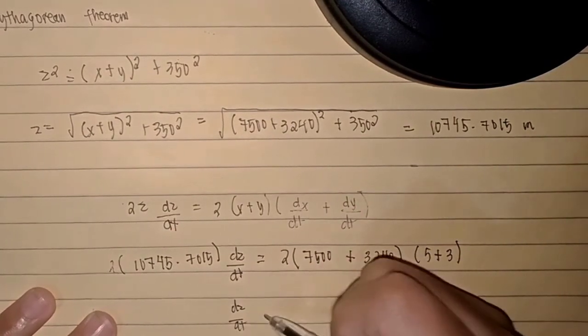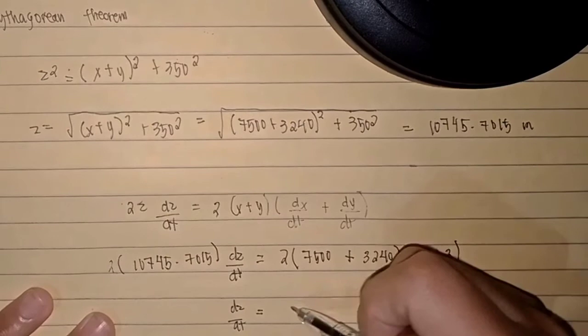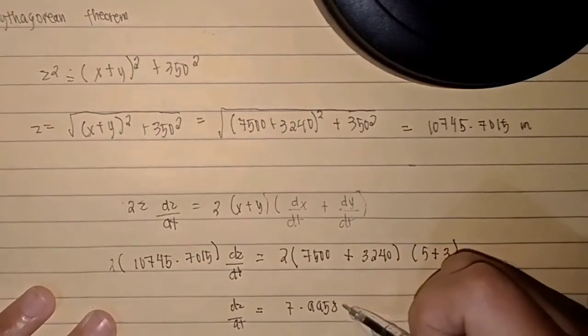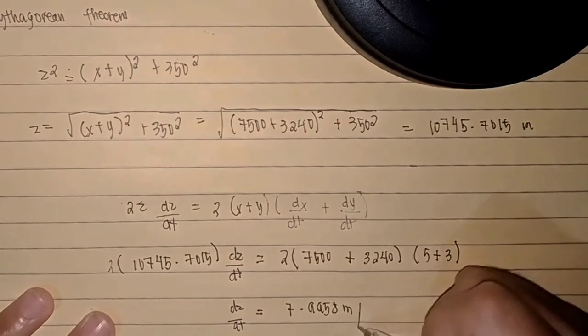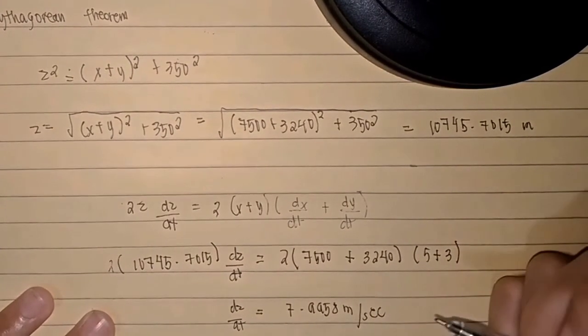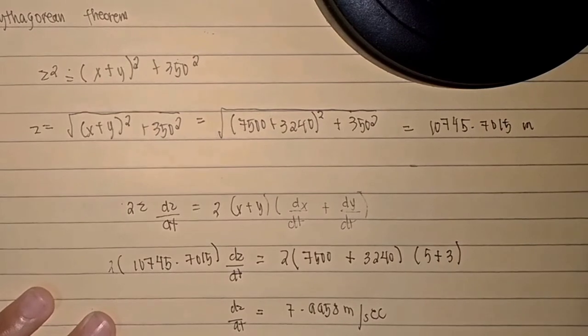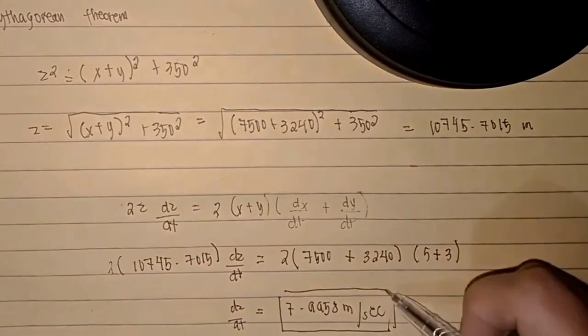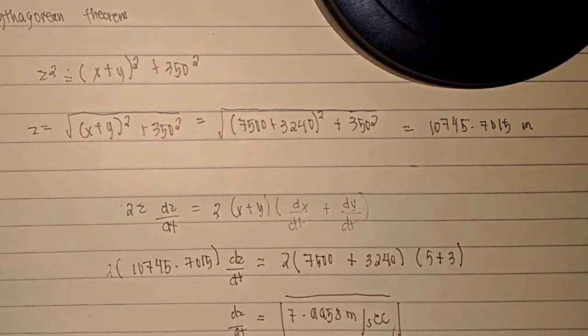Therefore, our dz over dt is 7.9958 meters per second. So, the two riders are moving apart at a rate of 7.9958 meters per second.